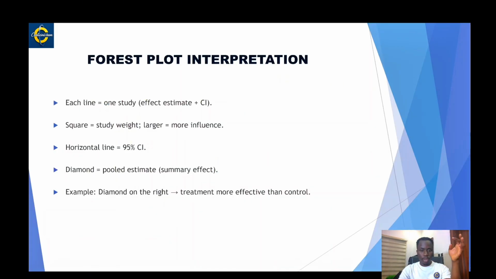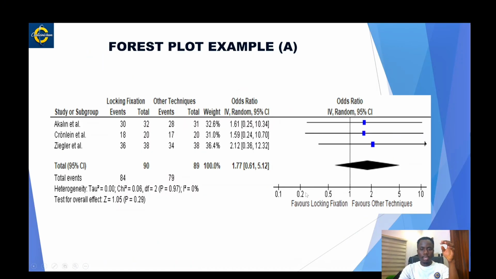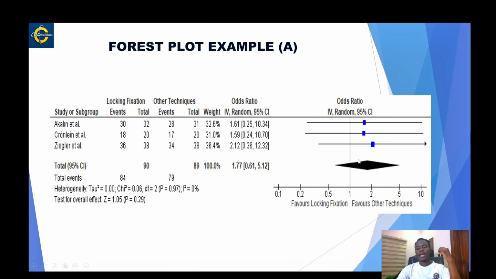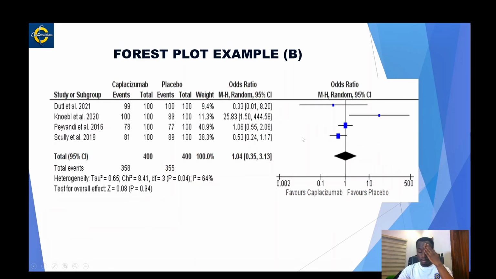Then the square that you find there shows the study's weight, right? We're going to check out the examples. And then the horizontal line is usually the 95% confidence interval. Do you understand? And then the diamond is the pooled estimate. So let me just show you this. This is the diamond, the pooled estimate. This is the confidence interval, from here to here. We also have another one. You can see the lines and the confidence interval.